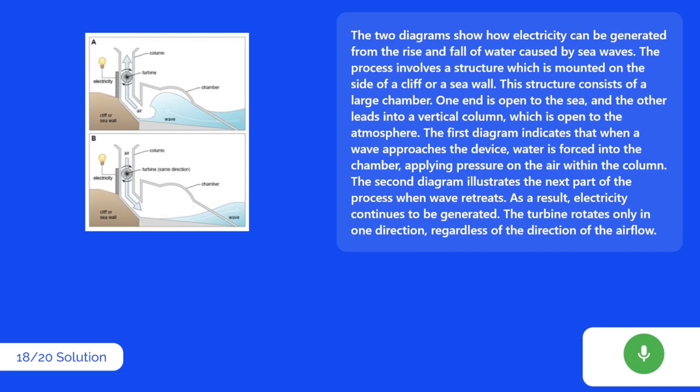The first diagram indicates that when a wave approaches the device, water is forced into the chamber, applying pressure on the air within the column. The second diagram illustrates the next part of the process when the wave retreats. As a result, electricity continues to be generated. The turbine rotates only in one direction, regardless of the direction of the airflow.